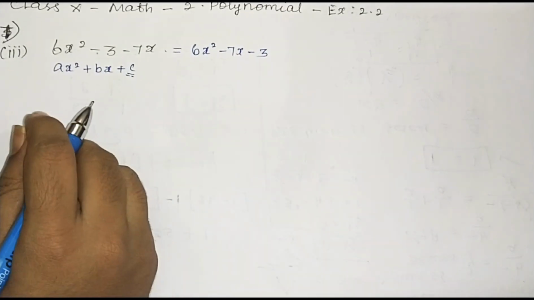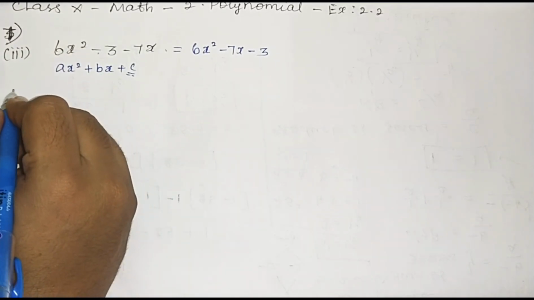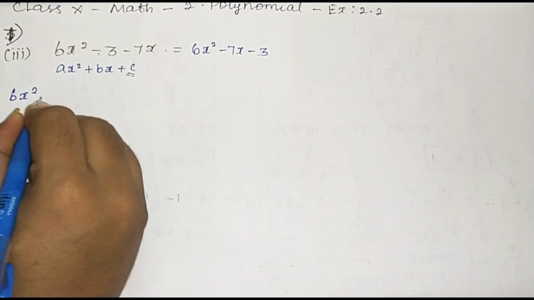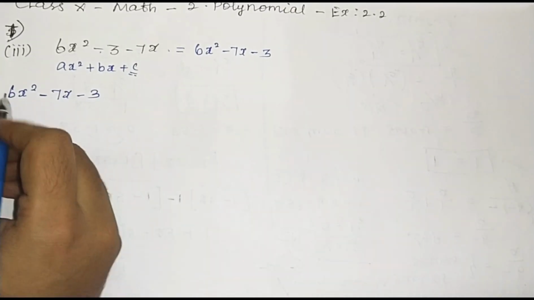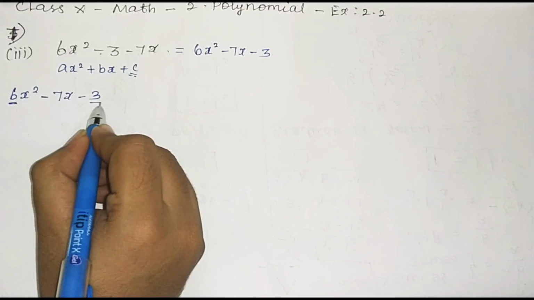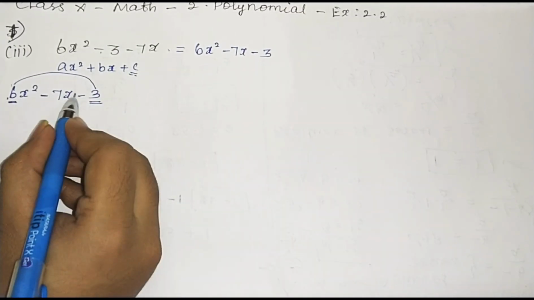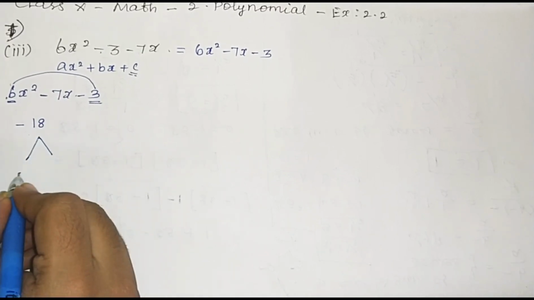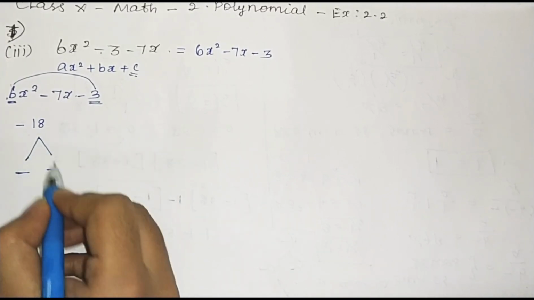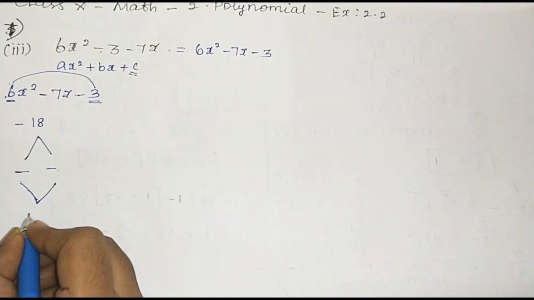The first step, we find the zeros of the quadratic polynomial. What is the quadratic polynomial? 6x square minus 7x minus 3. What is the coefficient? 6. Here the constant term is minus 3. 6 threes are 18, plus into minus is minus, so minus 18. If you multiply two numbers, the answer should be minus 18. If you add these two numbers, the answer should be minus 7.